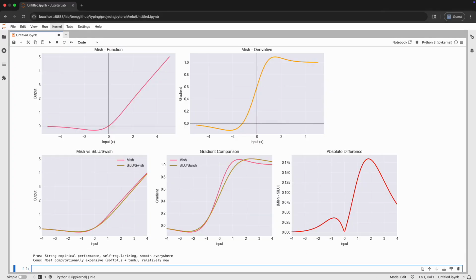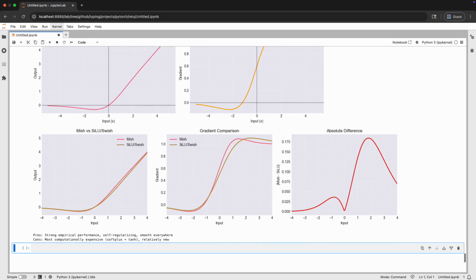The comparison reveals subtle but important differences between Mish and Swish. While their shapes are similar, Mish has a slightly deeper negative dip and different gradient characteristics. The gradient comparison shows Mish maintains smoother gradients, which may contribute to its strong performance.